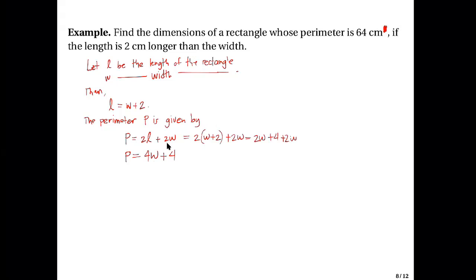Again, we started with the formula that we know, P equals 2L plus 2W. But according to this, L is 2 centimeters longer than the width. Therefore, we can replace your L with this W plus 2. And now we have a formula for P with only one variable, W only.